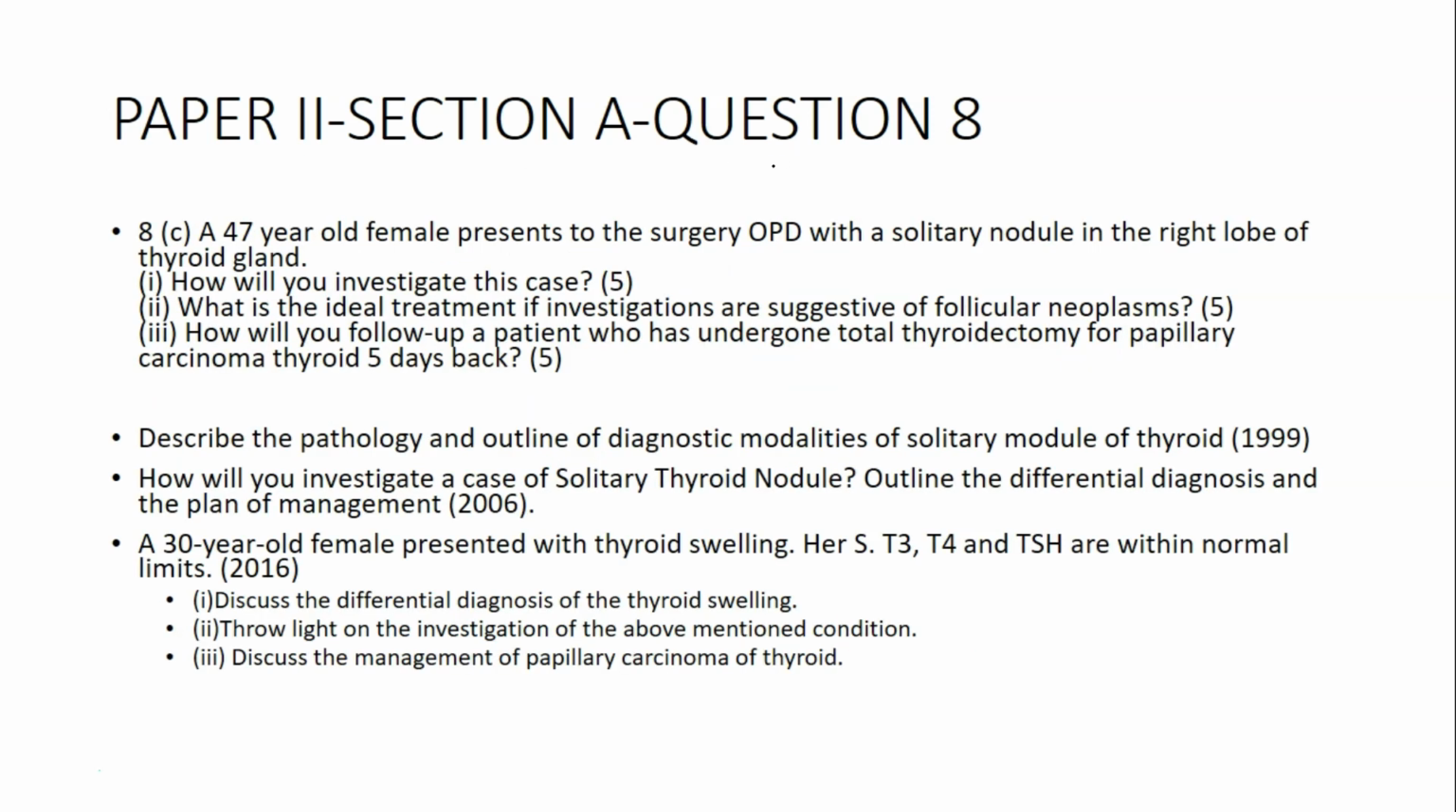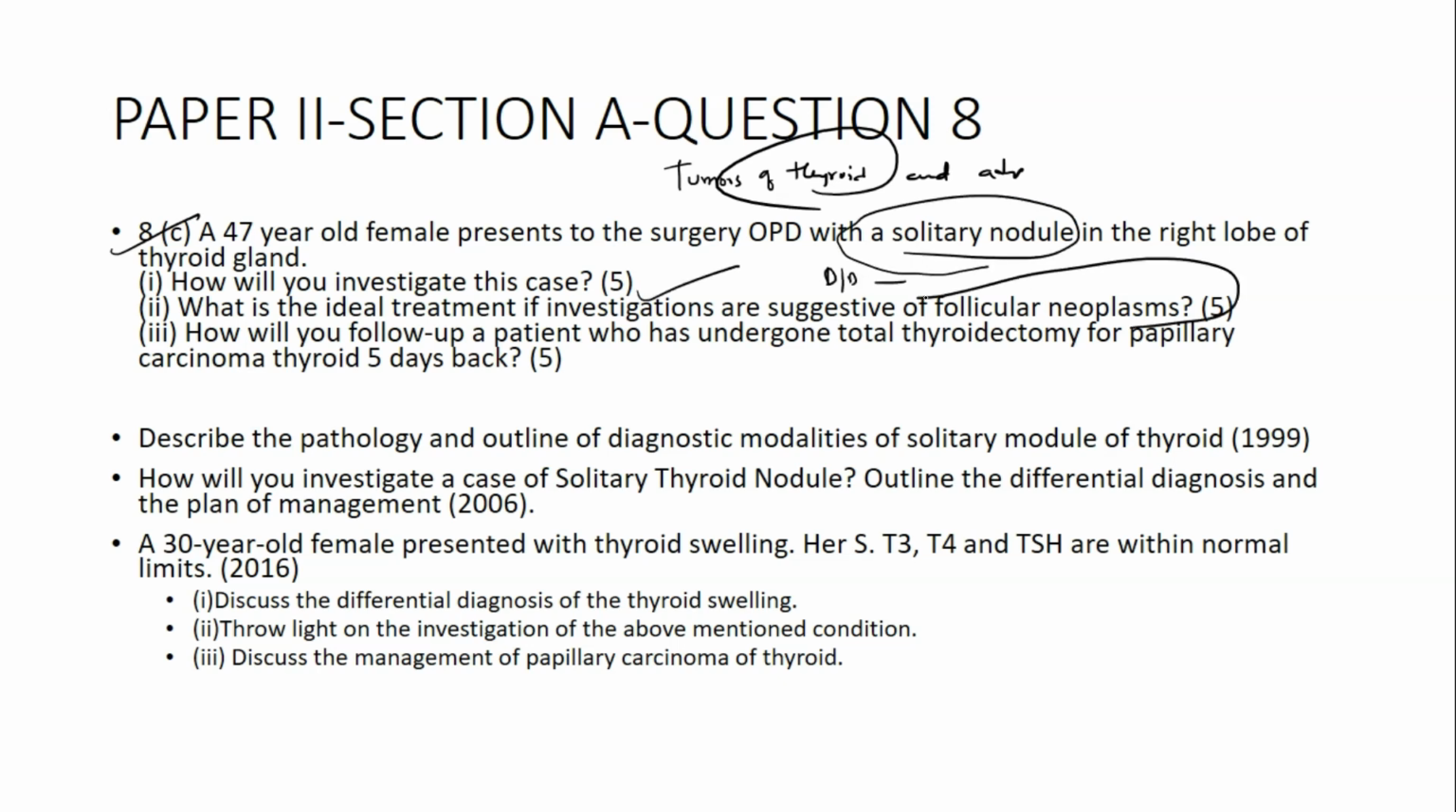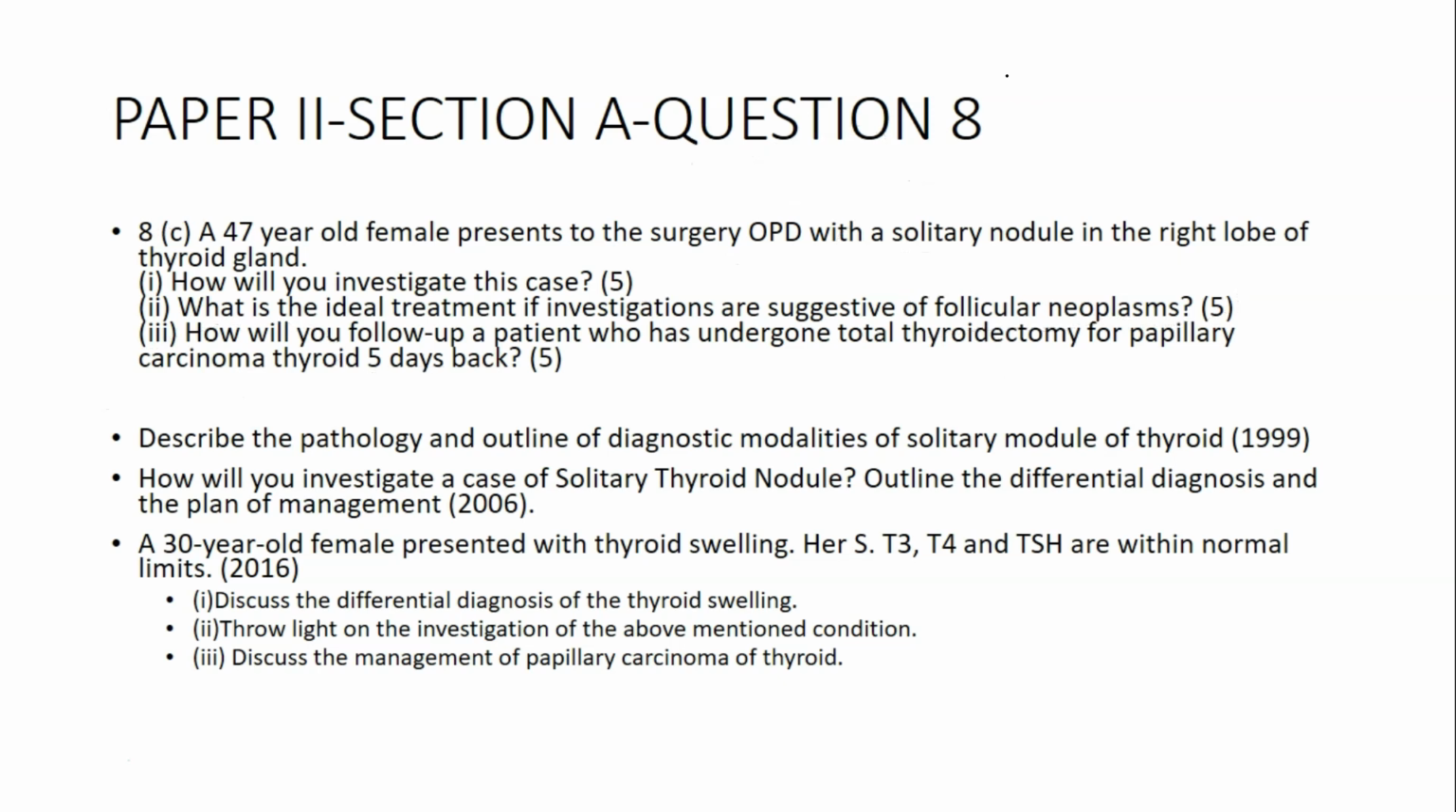Now, paper 2, section A, question 8. Last question is 8C, right? 8C, tumors of thyroid and adrenal gland is there in the syllabus. And when I say thyroid, you have to know the DD of thyroid swelling, that is solitary nodule of the thyroid. How do you investigate? And mainly, what is follicular neoplasm and how do you manage papillary neoplasm? So, papillary versus follicular or anaplastic are the three variants which we have. Similar to 1999, 2006, 2016, similar questions have come in this regard about carcinoma or tumors of the thyroid.